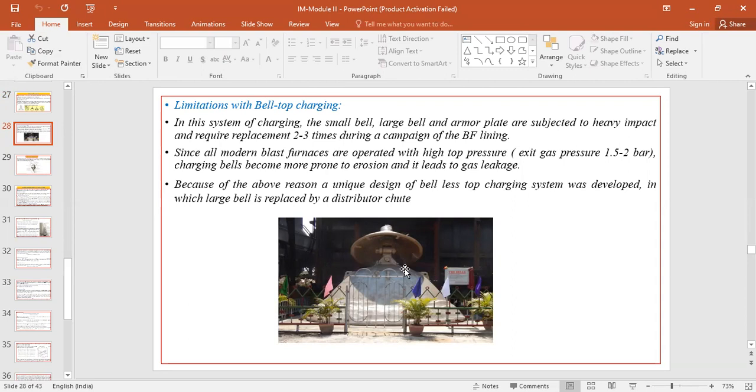Because of the impact of the burden, because of the erosion of these bells, the gases used to leak. And also nowadays, all blast furnaces are operated with a high top pressure, because of which the bells also used to get eroded, and that leads to gas leakage. So for this reason, the bell type of charging system, the double bell charging system, is now completely replaced with the bell-less top charging system, where we have replaced the bell.